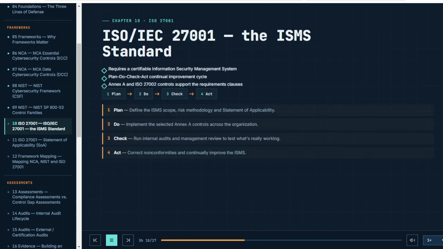ISO/IEC 27001 requires a certifiable information security management system, built on the Plan Do Check Act cycle of continual improvement. The main clauses set the management requirements, while Annex A detailed further in ISO 27002 supplies the actual control set. In summary, requires a certifiable information security management system, Plan Do Check Act continual improvement cycle, Annex A and ISO 27002 controls support the requirements clauses.